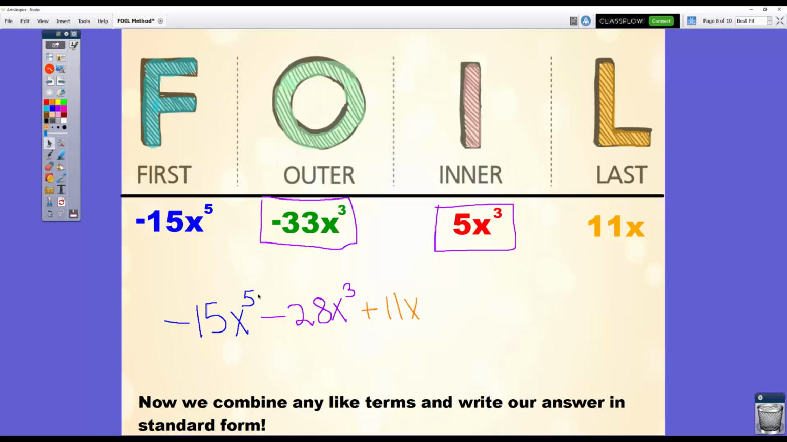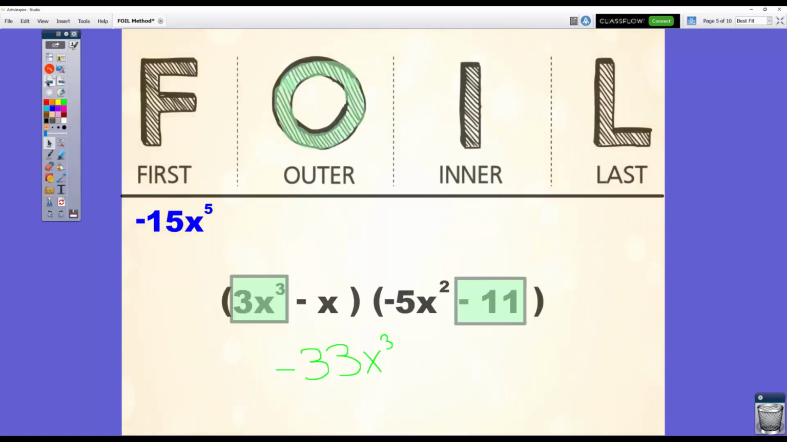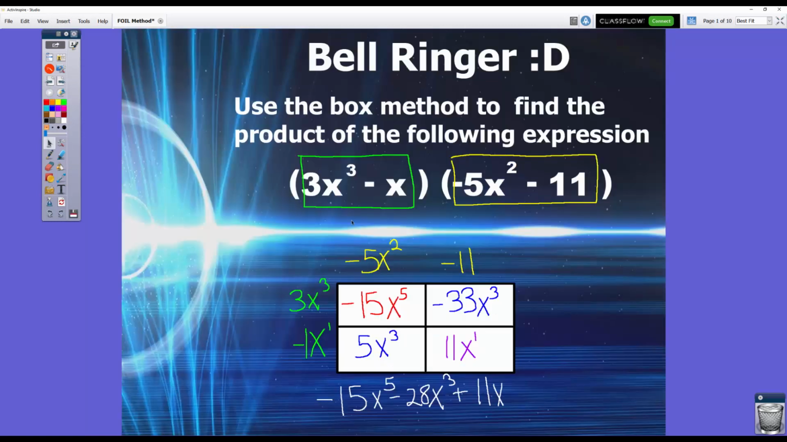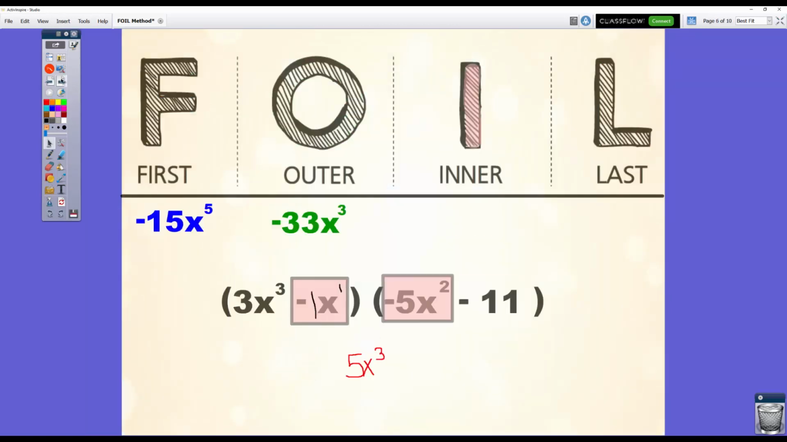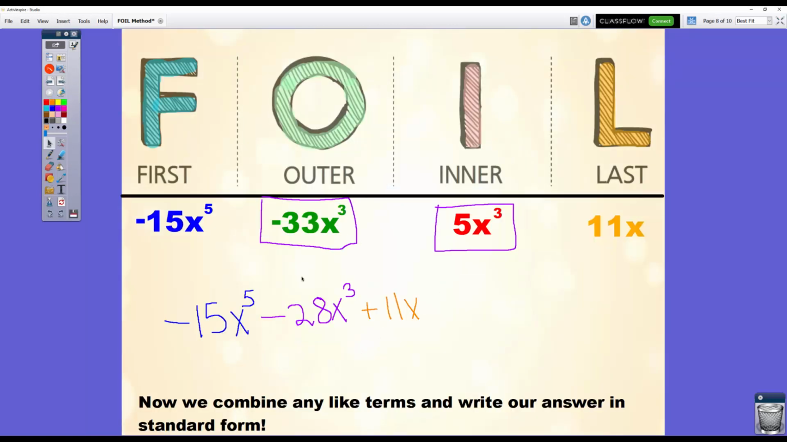And I do believe that that is the exact same answer we got using the box method. Let's go back and see. Negative 15x to the power of 5 minus 28x cubed plus 11x. And there we go. We have successfully used the FOIL method.